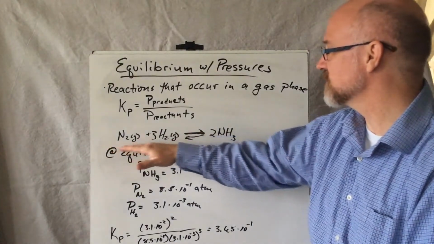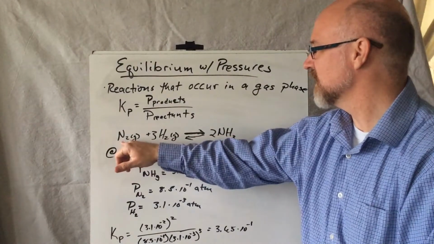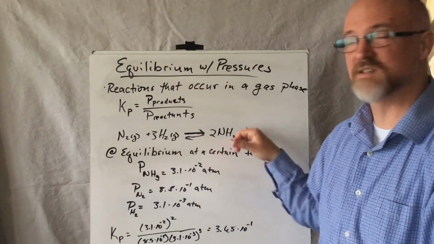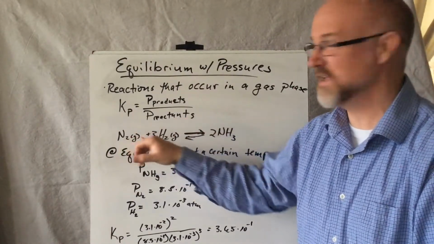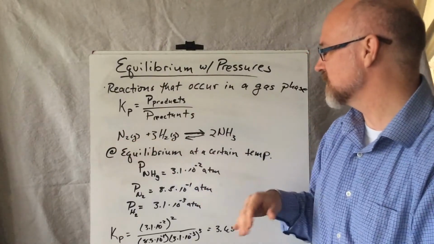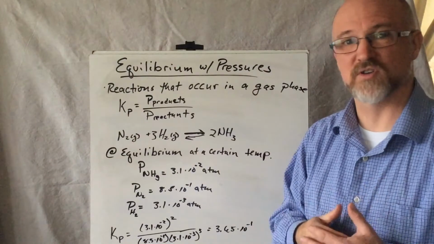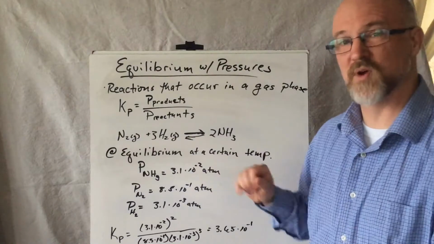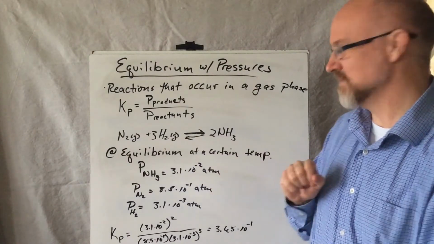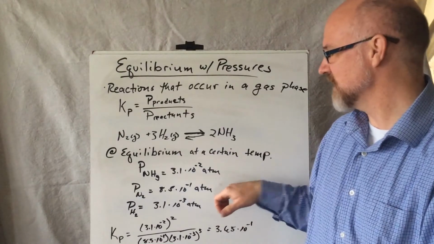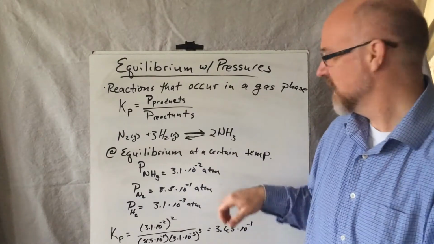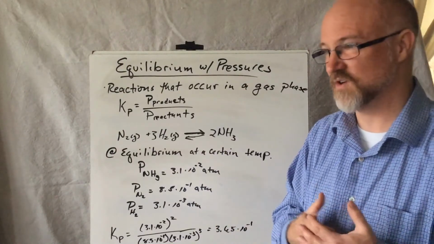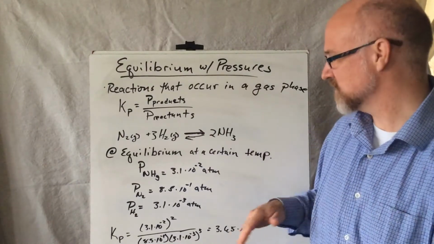So if we have a reaction, here's the same reaction we looked at before. Production of ammonia. So if I have nitrogen gas and hydrogen gas reacting to make ammonia, some of that ammonia is going to decompose back into nitrogen and hydrogen gas when it reaches equilibrium. At a given temperature, not necessarily the same one in the earlier video example, but at some certain temperature, the partial pressure at equilibrium of the ammonia is 3.1 times 10 to the negative 2 atmospheres, the nitrogen 8.5 times 10 to the negative 1, and the hydrogen 3.1 times 10 to the negative 3 atmospheres. All right, so each of those well less than an atmosphere of pressure.